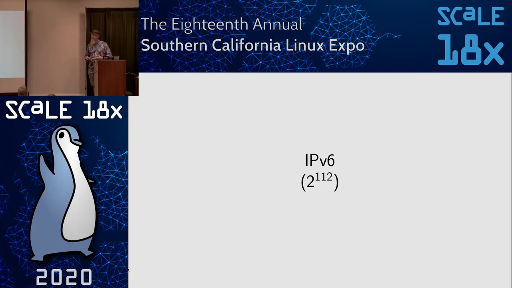IPv6 multicast is considerably improved over IPv4 multicast. And the first thing that's an improvement here is the address space. In IPv6, we've got 128 bits of address. 112 bits of that are available for multicast groups, which is a whole lot of bits. It means you can do some fun tricks, which I'll come to in a minute.